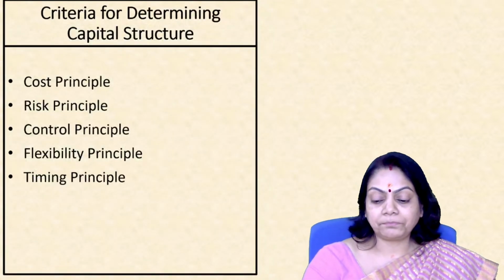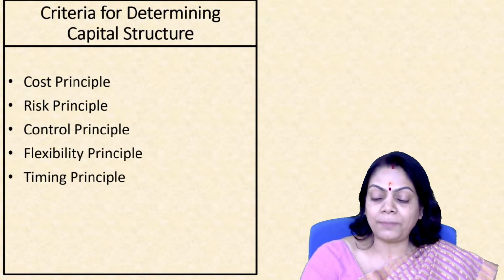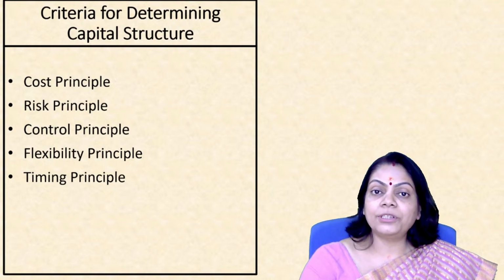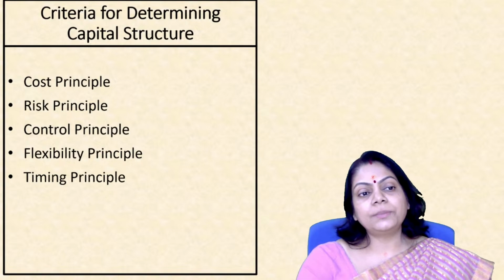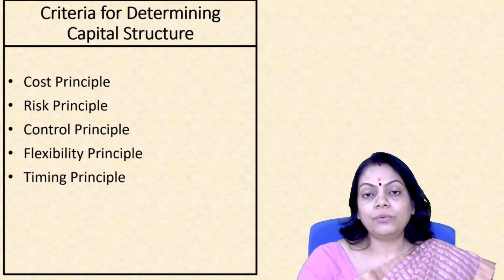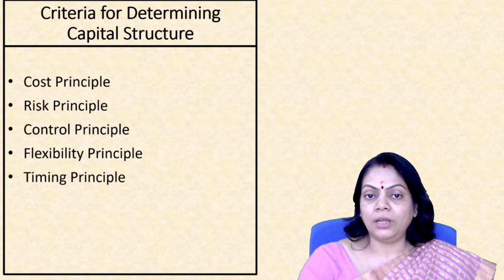Moving on, when I'm talking about determining the best capital structure, or the optimum capital structure for my firm, there are certain criteria, guiding principles for this capital structure determination. The principles of determination are these five. Now, the cost principle says that we should avail the long-term source of finance in such a way that the cost is minimal.